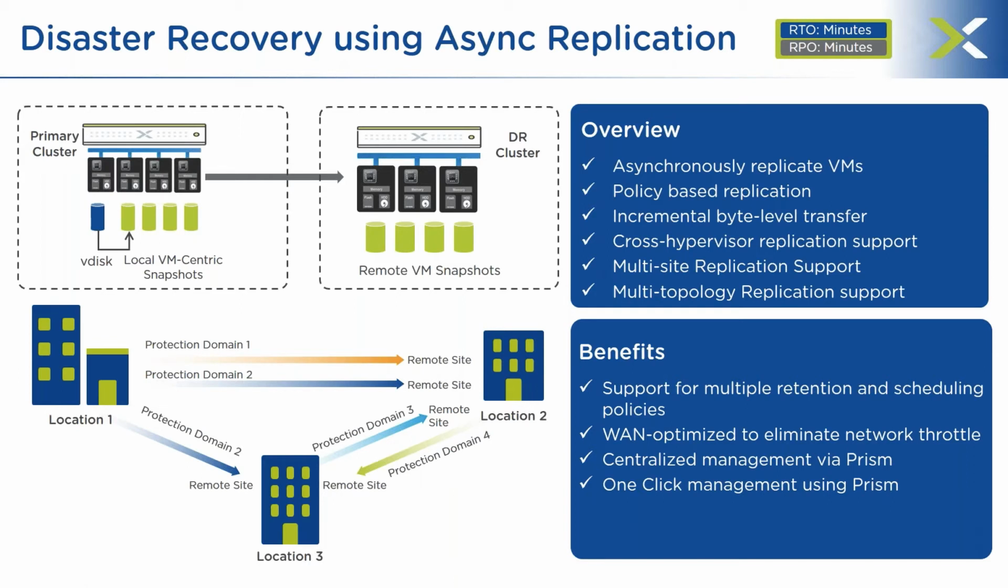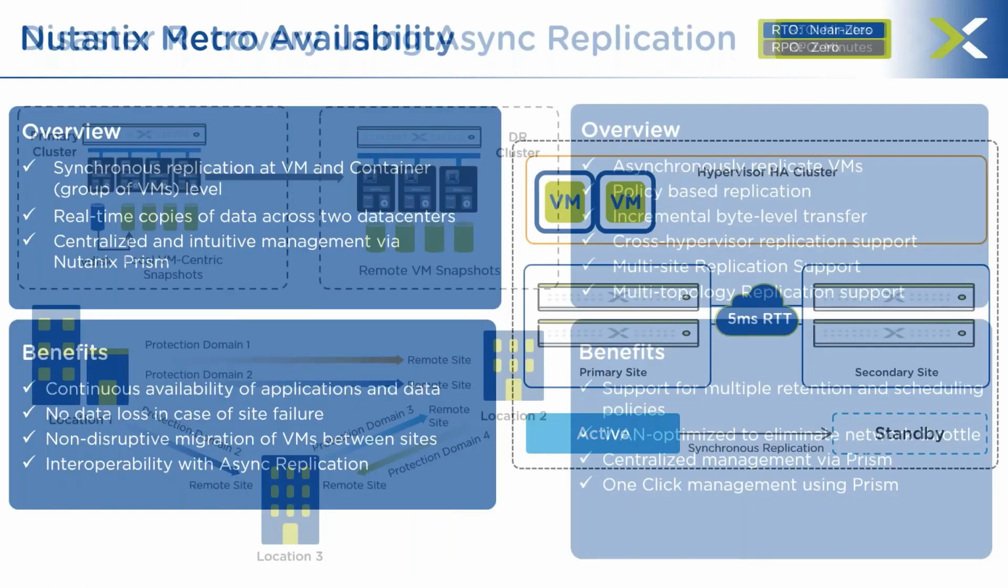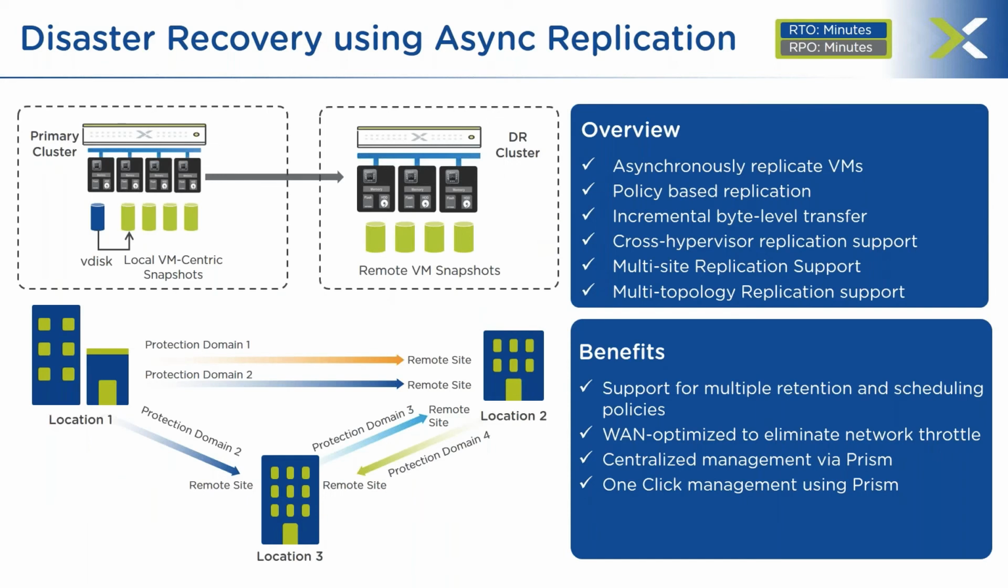One of the cool things we do is we can protect workloads running on vSphere, on ESX, and then build DR on AHV, on our own hypervisor. So you can save a little bit of the vSphere licensing cost there, so you can run AHV in your disaster recovery data sets. We call this the async replication or async DR.